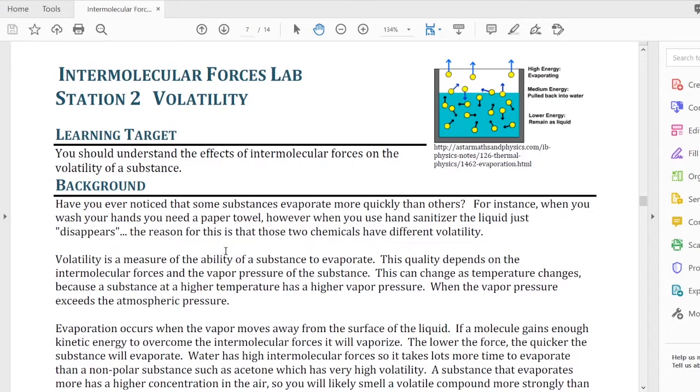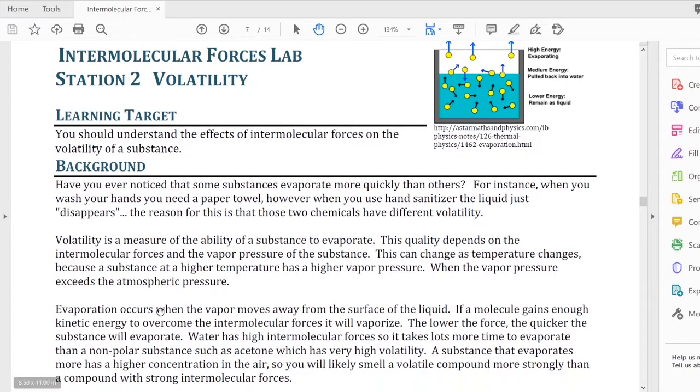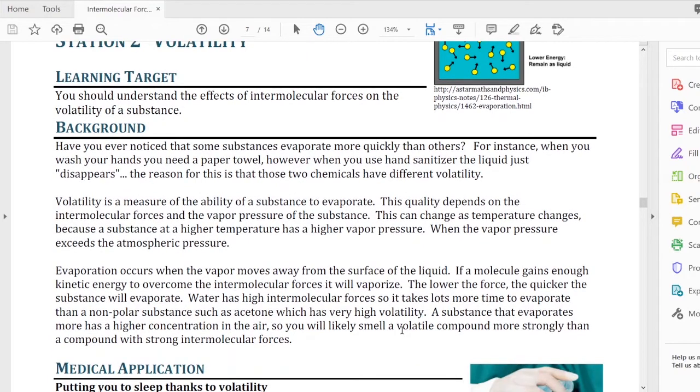They have different volatilities. And volatility is a measure of the ability of a substance to evaporate. So it's to send it into that gas. See how it goes from a liquid to a gas. Those molecules spread farther apart, okay? And it says evaporation occurs when the vapor moves away from the surface of the liquid. And if a molecule gains enough kinetic energy to overcome the intermolecular forces, it will vaporize. So if you get enough heat going in, then it's going to break apart those intermolecular forces, okay?